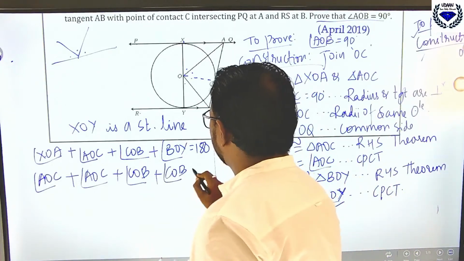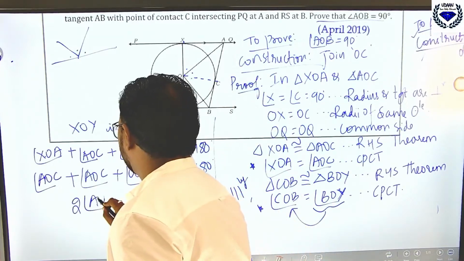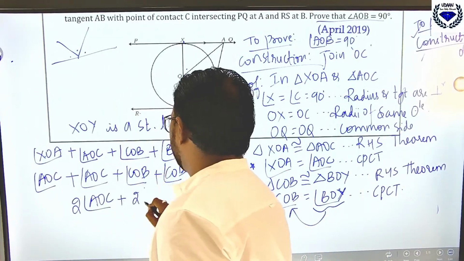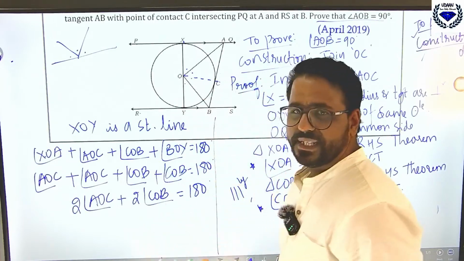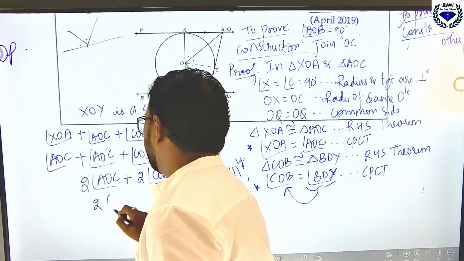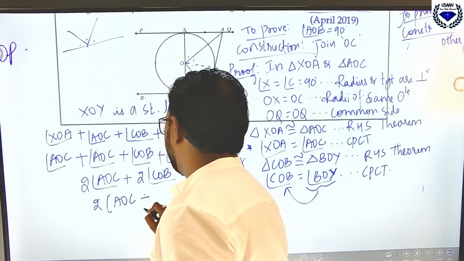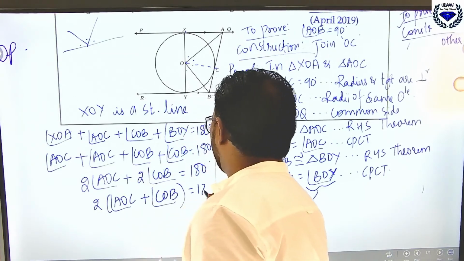Now what can you do here? AOC plus AOC will give you 2 times AOC. COB plus COB will give you 2 times COB, which is equal to 180 degrees. Now what can you write? Just take 2 common. Angle AOC plus angle COB, which is equal to 180 degrees.